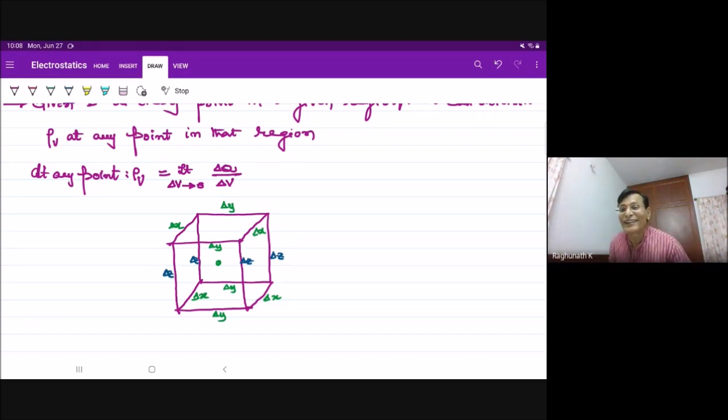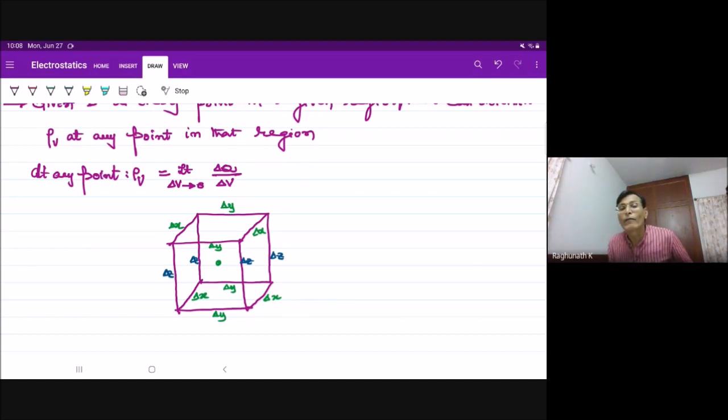Given D bar, I want to find out the charge inside. Can I? Given D bar at that particular point, I have considered a differential volume. Definitely the differential volume is delta x, delta y, delta z. You know that. Can we determine the amount of charge present in it given D bar? We are doing that business only now, right?